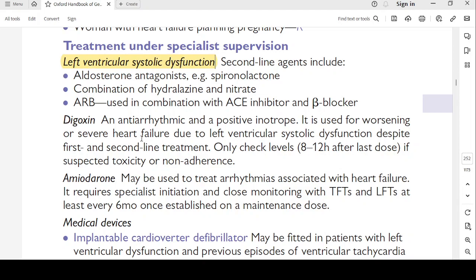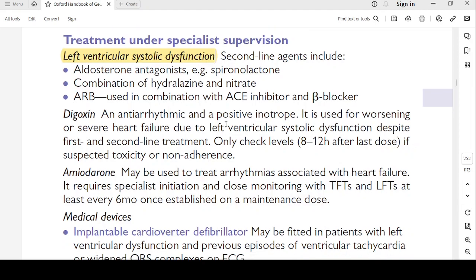Digoxin, an antiarrhythmic and positive inotrope. It is used for worsening or severe heart failure due to left ventricular systolic dysfunction despite first and second line treatment. So first line treatments you have given, now second line treatments, and then digoxin is third line only for heart failure. Previously digoxin was given routinely, but now digoxin is third line only.